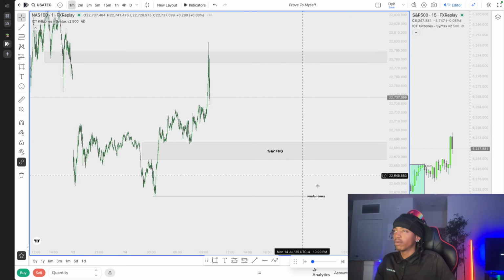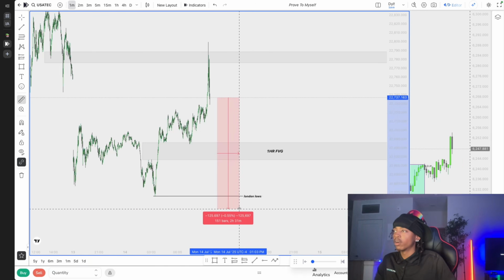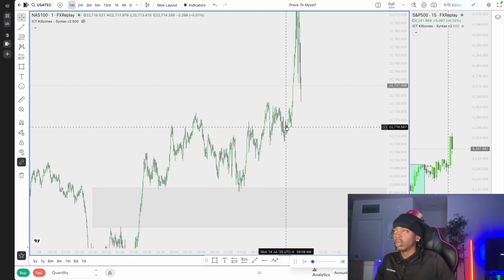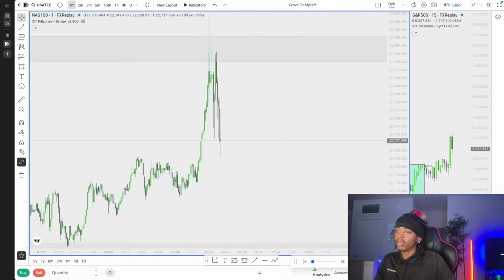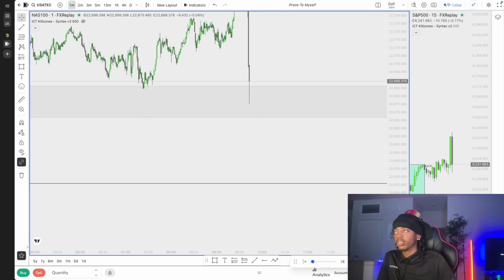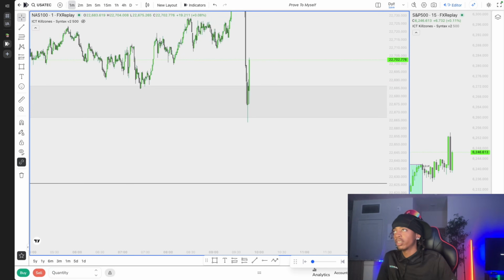London lows is kind of far away, so I don't know if we're going to extend that far. It's about 112 points away, but we do have a liquidity run built up right here, so we'll see how we get a move. Boom, that's a good close. God damn, that's a crazy candle. That should give us confirmation to London lows if we can get a retrace up there.